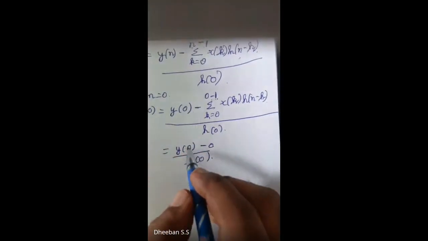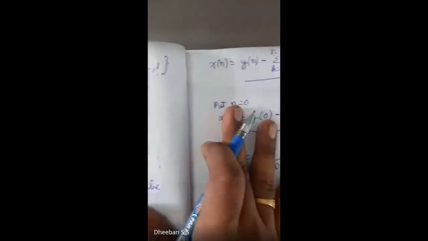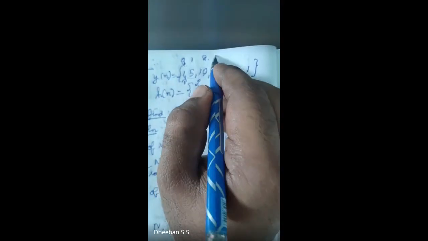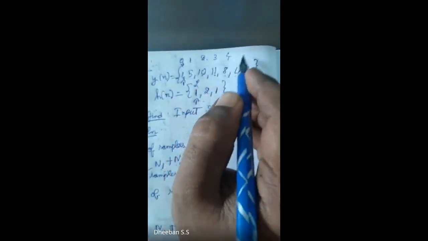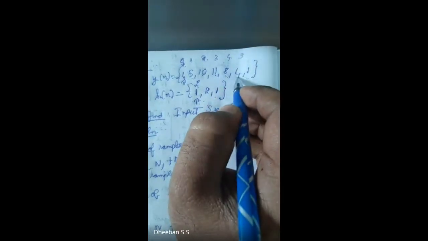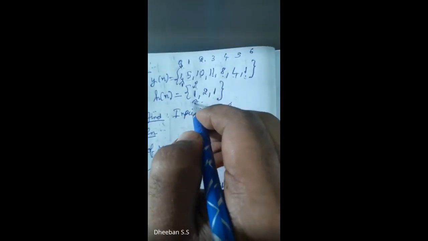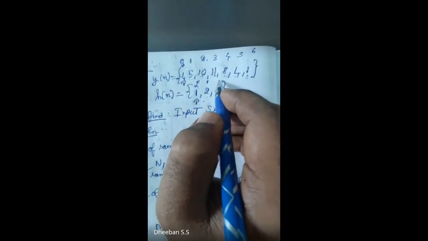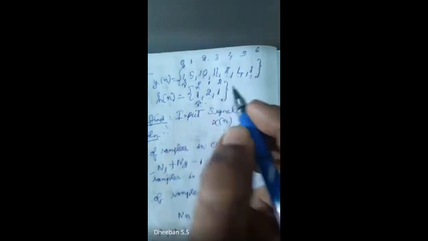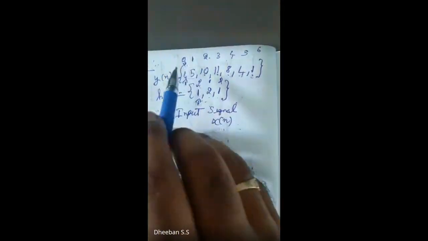Y of 0 refers to your first value. Y of 1 means this value, y of 2 means this value 10, y of 3 means 11, y of 4 means 8, y of 5 means 4, and y of 6 means 1. Similarly in h, 0 means this one, 1 means this 2, and 2 means this one. Now we have to substitute the 0 values. In both the output and your response, your 0 value is 1.